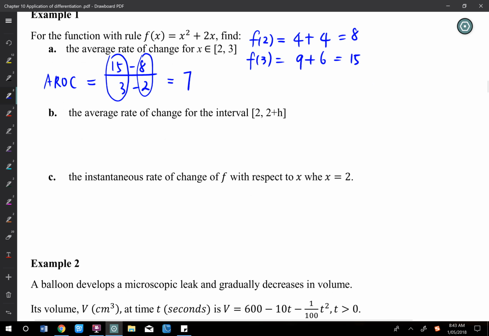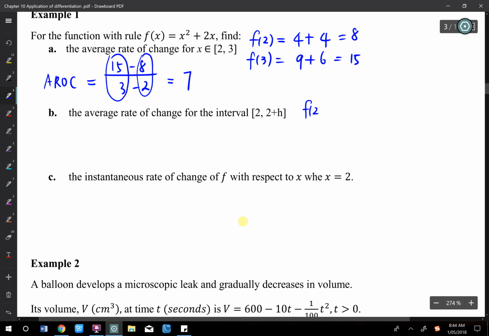And the next one is find the average rate of change for the interval 2 to 2 plus h. So we know what f(2) is, but what's f(2 plus h)?